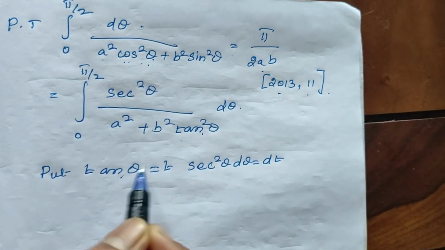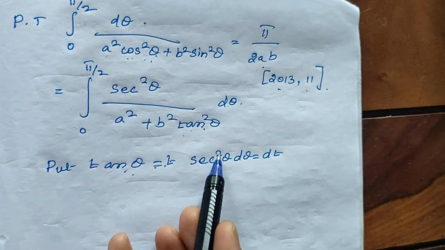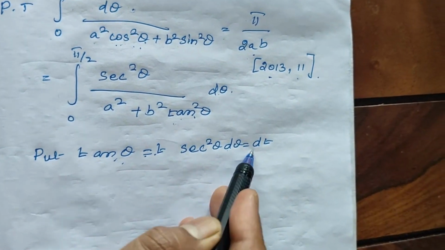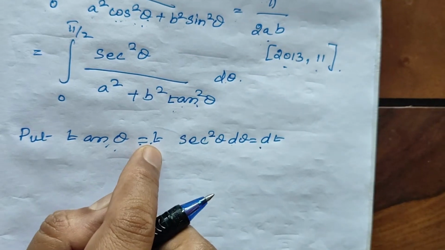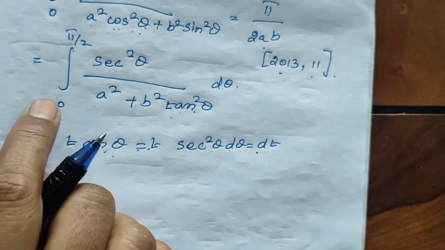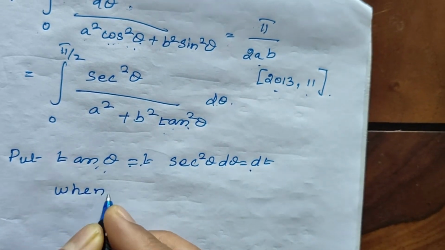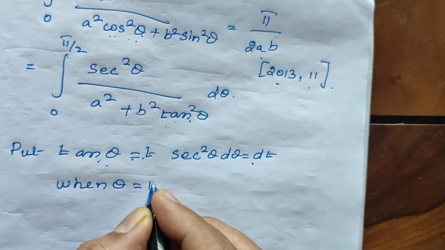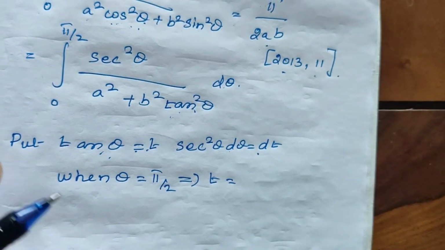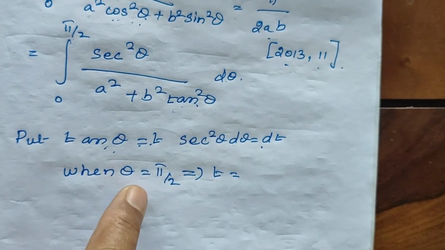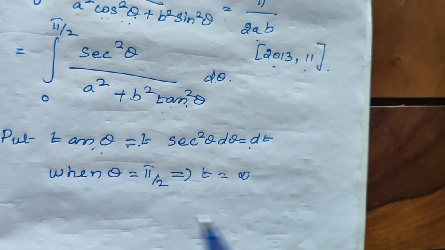Next, put tan theta equal to t, to remove this tan theta. So secant square theta d theta equals dt. Now, since we are using a substitution, we have to change the limits also. When theta equals pi by 2, what is t? t equals tan pi by 2. Tan pi by 2 is infinity. So t equals infinity.